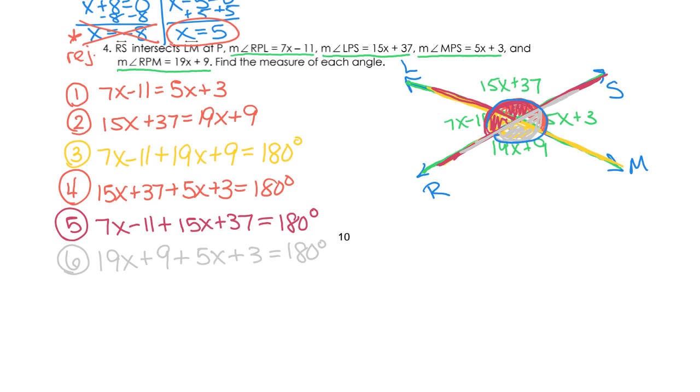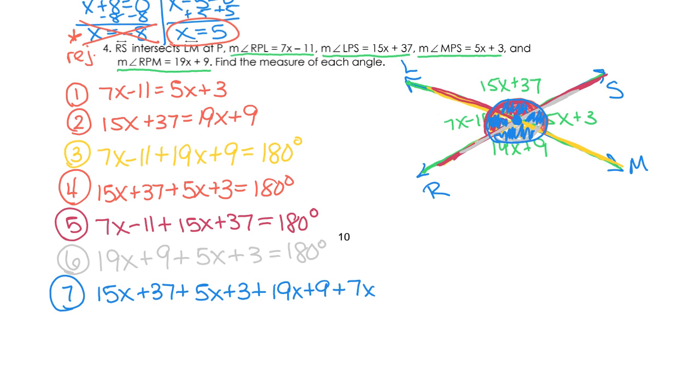All the way around. This is called angles around a point. There's this angle, and if I keep going, this angle, and if I keep going, this angle, and if I keep going around that point, I get this angle, and there's 4 angles there. Angles around a point add up to 360 degrees. So if I take that angle of 15x plus 37, and I add 5x plus 3 to it, and I add 19x plus 9 to it, and I add 7x minus 11 to it, all 4 angles all the way around the point have to add up to equal 360 degrees.